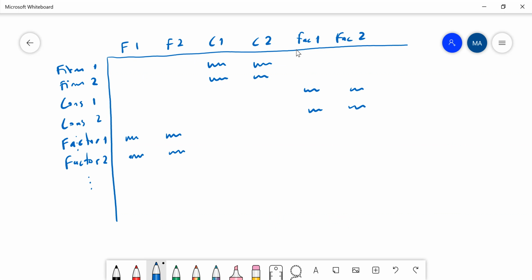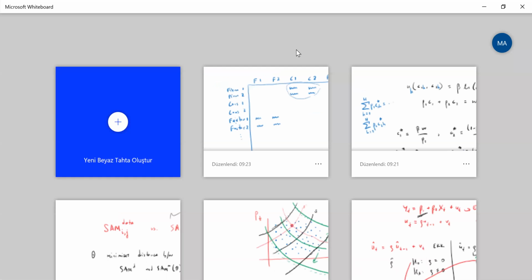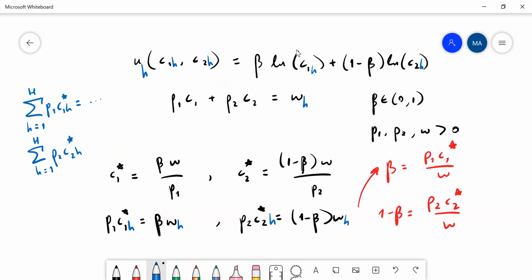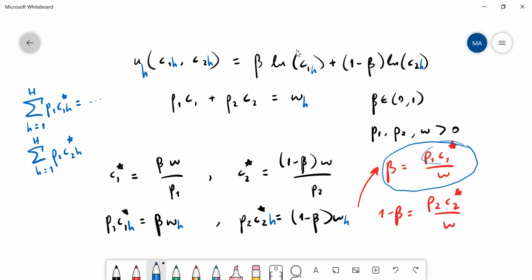Now, in the model SAM, you have particular equations here, not just numbers. These are equations that we just found. For instance, this is an equation that tells you something about the parameter beta.